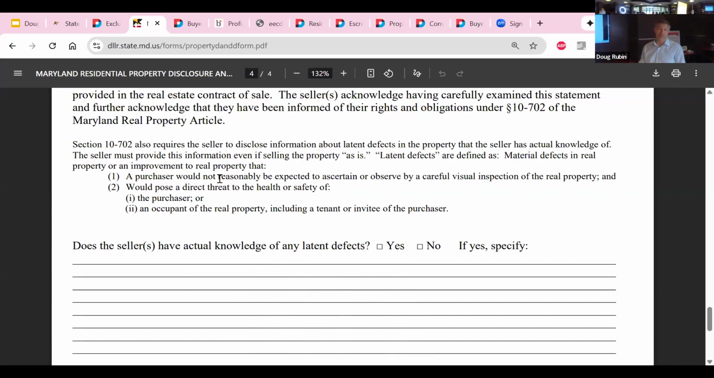This is where we potentially need to have a hard conversation with our sellers, where they check no latent defects. So, hey, are you sure? Because this is how you get sued. If they have any knowledge of standing water occasionally in their basement, or, oh yeah, the roof drips sometimes, but not that often. It is not okay.